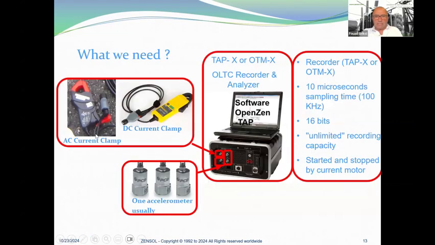So what we need is an AC current clamp or a DC current clamp, three accelerometers, and the recording system with the associated software. What is important is that you must have 10 microseconds for the sampling time. The 16-bit resolution is also an important parameter because it determines the quality of the signal, along with unlimited recording capacity. And of course, you need to start and stop your event recording.